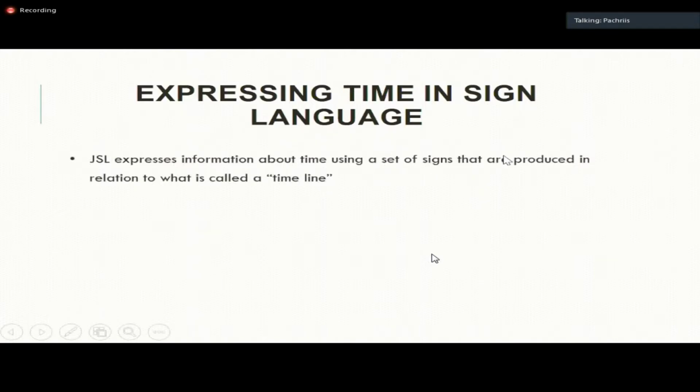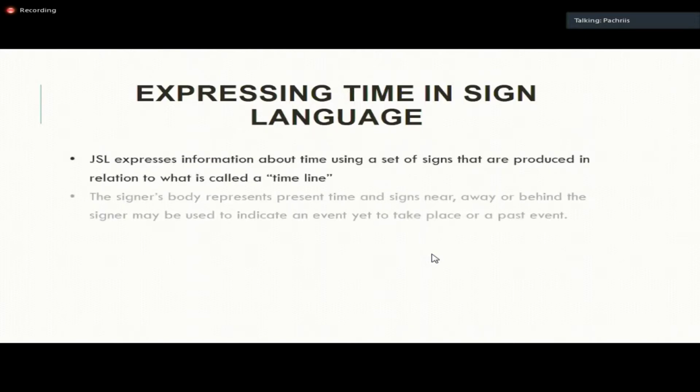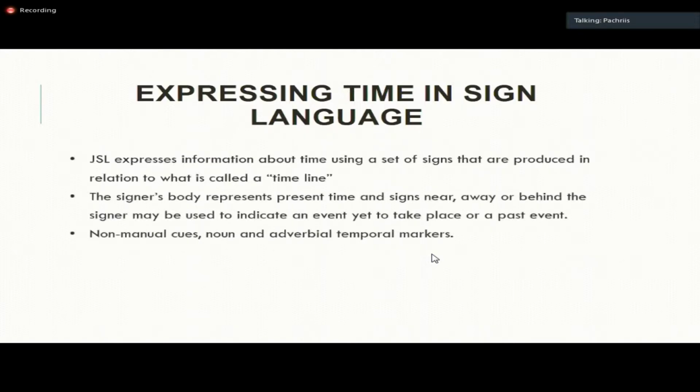So in JSL, expressing time is a bit different from how it's done in English or even in Creole, where we have pre-verbal markers. In JSL, time is expressed using non-manual cues or in reference to what is considered a timeline.